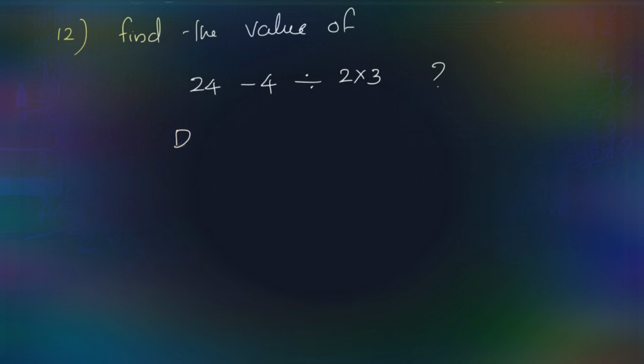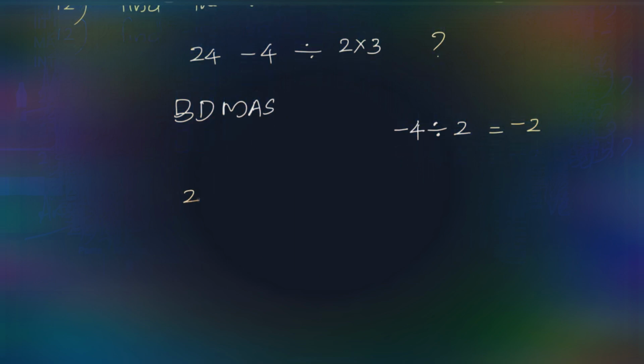Find the value of 24 minus 4 divided by 2 into 3. This is our question. We can apply our BODMAS rule: first we have to do the operation under the bracket. Here there is no bracket, then division has the first priority. So first we do negative 4 divided by 2, which is equal to negative 2. So we can rewrite our question like this: 24 minus 2 into 3.